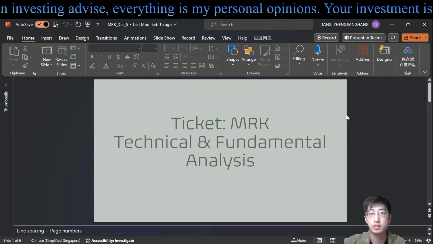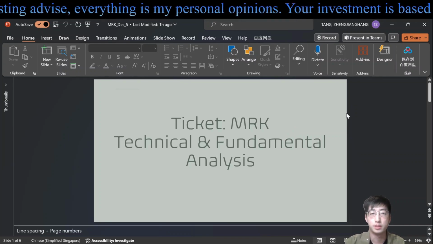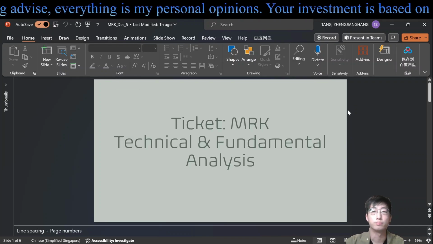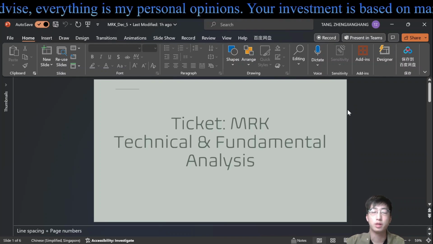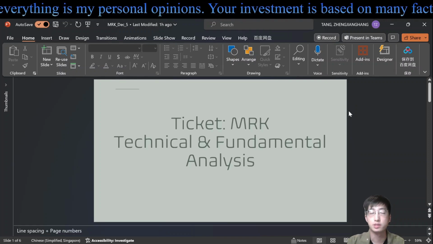Please don't take this as investment advice, because your investment will depend on many aspects. If you want investment advice, seek a professional investment consultant.